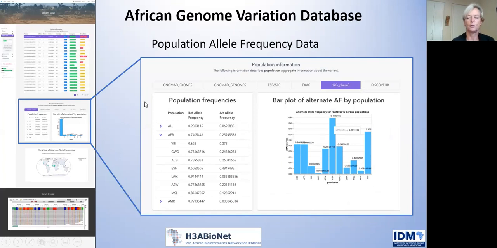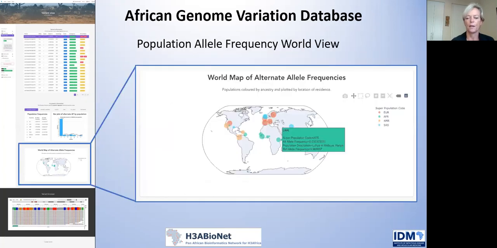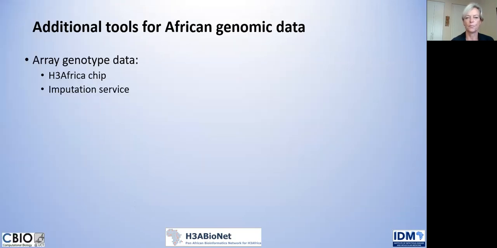And then you can also view this alongside the public databases like gnomAD, the 1,000 Genomes, ExAC, etc. So we're not trying to reinvent the wheel and display exactly what they display, we're only trying to show their data next to a more fine-grained level analysis of African data. And then this can also be visualized on a world map. And so you can see the relative frequencies of a particular variant in different world populations.